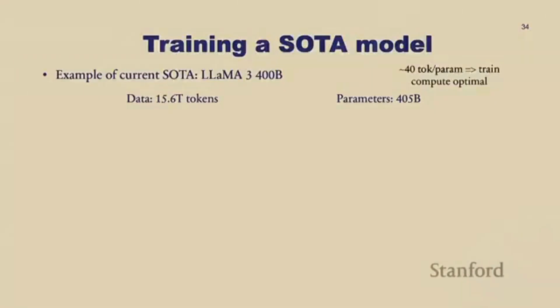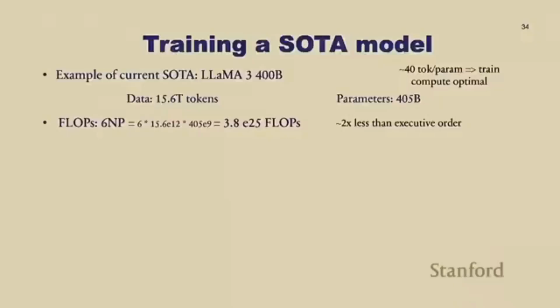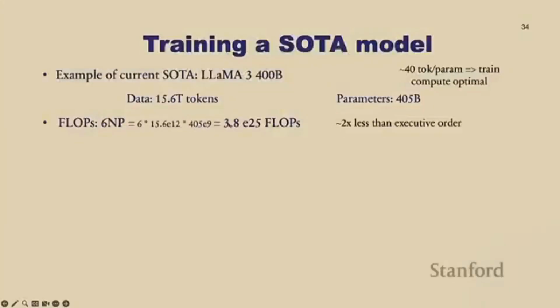So just so you know, this optimal tokens per parameter ratio is around 40. That's a little bit more than Chinchilla, but less than this inference-optimal regime. So they went for training optimality. Flops for this model: one simple way to compute flops is 6 times the number of parameters times the number of data that you train on. So if you do the simple calculation here, it's 3.8E25 flops.